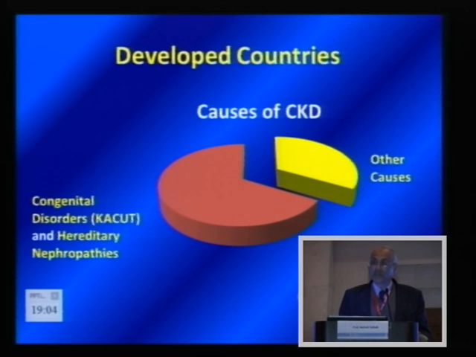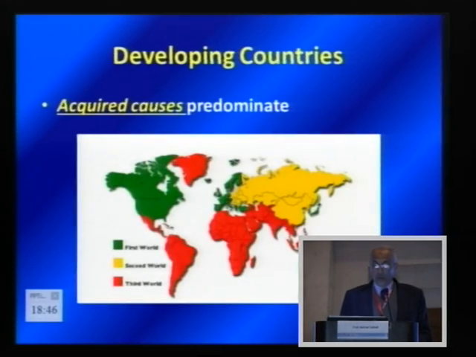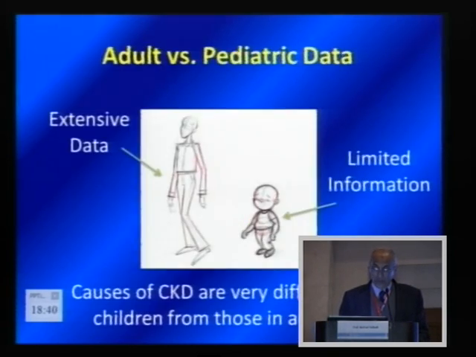In developed countries, there's a general impression that congenital disorders like congenital anomalies of the kidney and the urinary tract and hereditary nephropathies constitute up to 2/3 of the causes of chronic kidney disease in children, and other causes may constitute about 1/3. Whereas in developing countries, there's a general impression that acquired causes may predominate. This is the general impression.